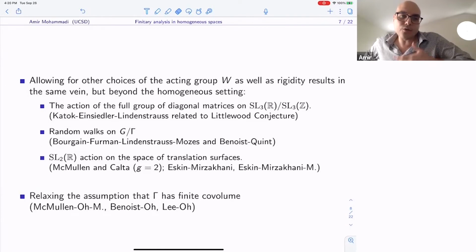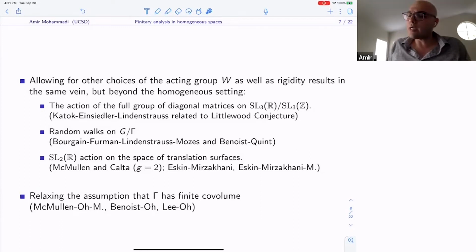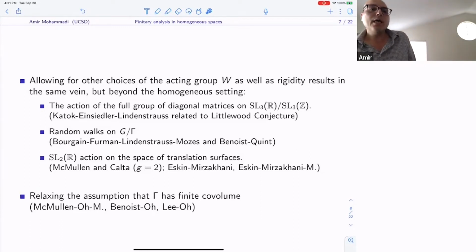If you take W to be not one-dimensional, but a multi-dimensional diagonal group, then this is related to Furstenberg's famous times 2 times 3 problem and the Littlewood conjecture in Diophantine approximation, where fundamental, spectacular progress was made by Katok, Einsiedler, and Lindenstrauss, who show that the set of exceptions has Hausdorff dimension 0 by studying the action of the diagonal group on SL3R mod SL3Z.